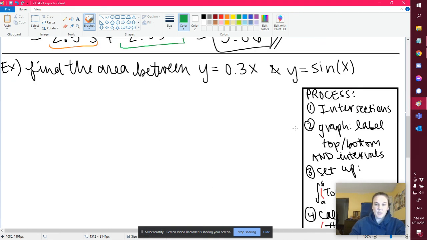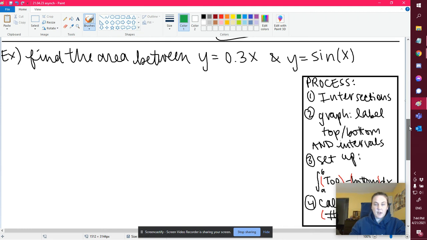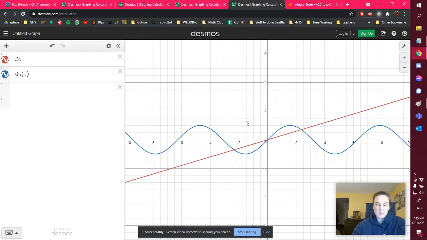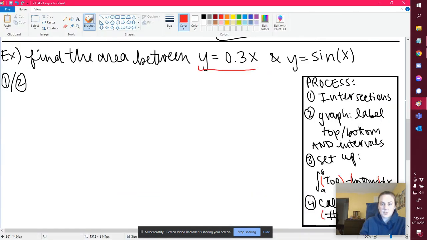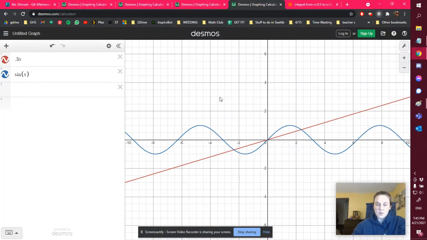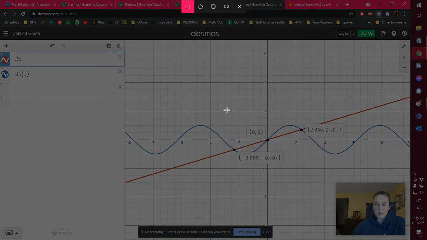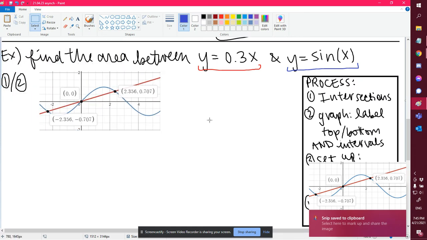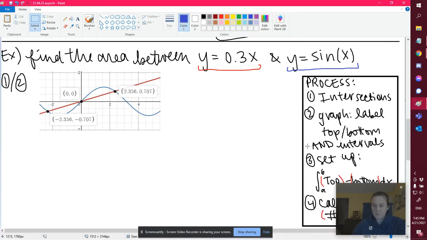Let's run it back. Let's do it again. This time we're going to find the area between y equals 0.3x and y equals sine x. We're going to do steps 1 and 2 at the same time on desmos.com/calculator. I have graphed 0.3x as the red function and sine x as the blue function. So here we are. I am going to click on my intersections so I know exactly the points I'm looking at.